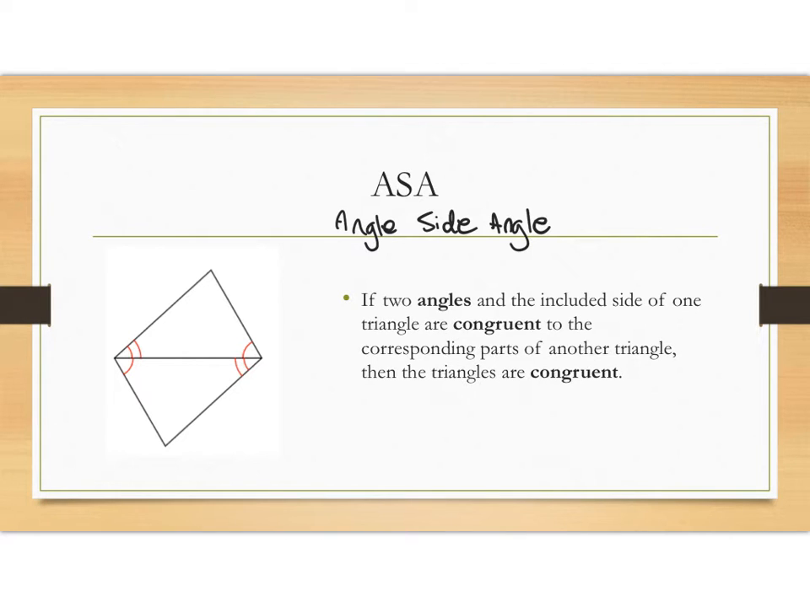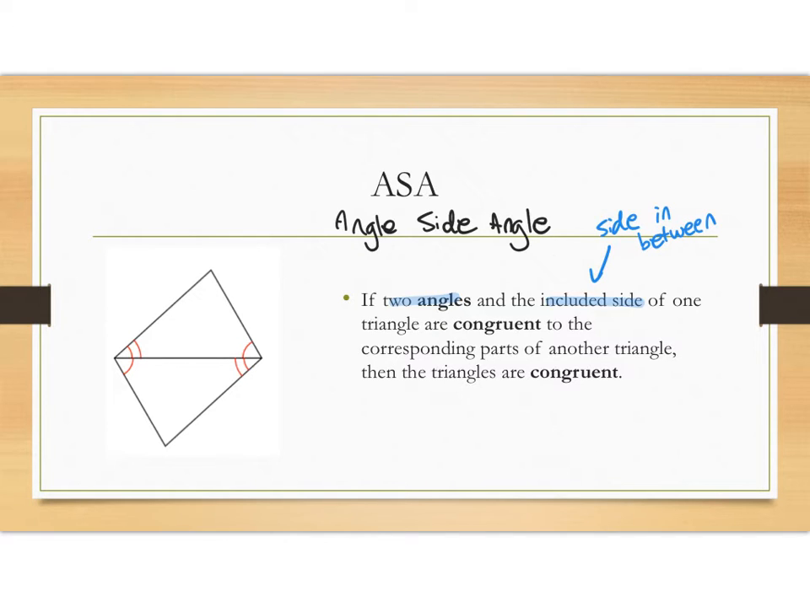This is a theorem that tells us that if two angles and the included side of one triangle are congruent to the corresponding parts of another triangle, then the triangles are congruent. So in other words, all we need to show is that two angles and the side in between them are congruent to two angles and the side between those for another triangle. Let's look at the example we have over here.